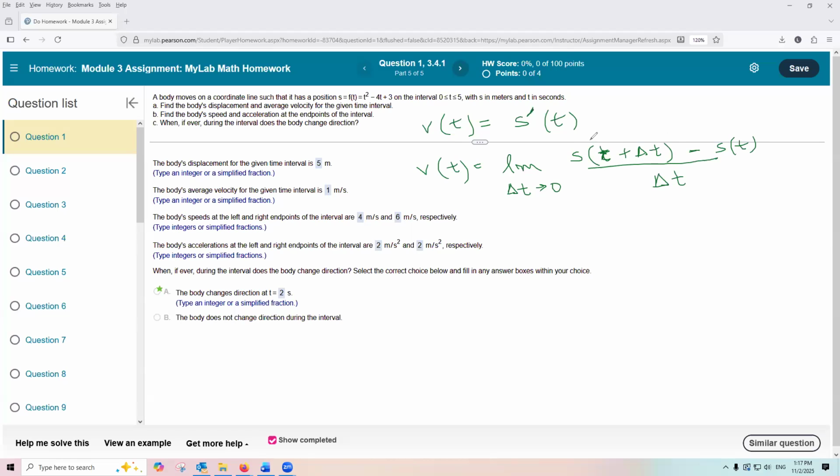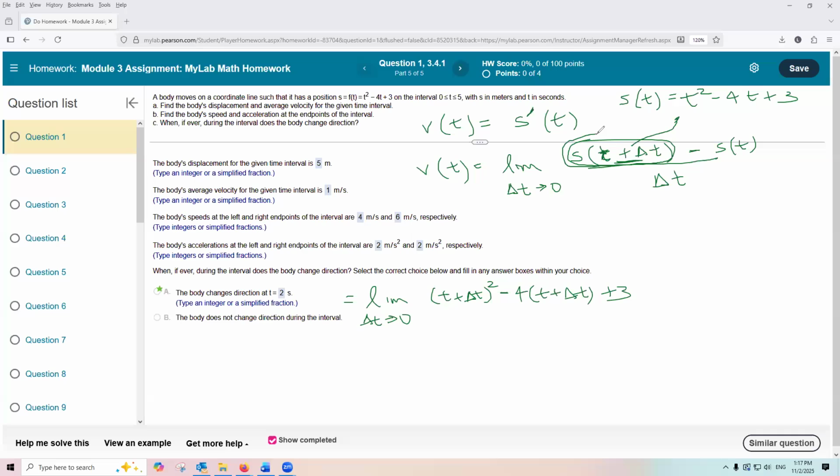All right, well, how are we going to figure out s of t plus delta t? Well, remember, s of t is t squared minus 4t plus 3. So I'm going to be plugging in this input t plus delta t in for t. So this is going to be the limit as delta t goes to 0. All right, I'm going to plug in (t plus delta t) squared minus 4(t plus delta t) plus 3.